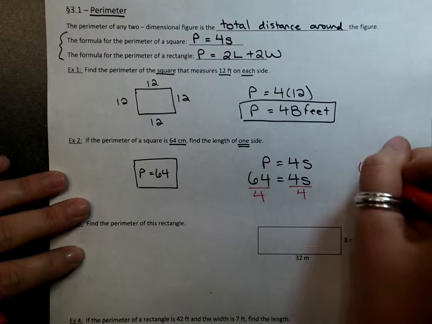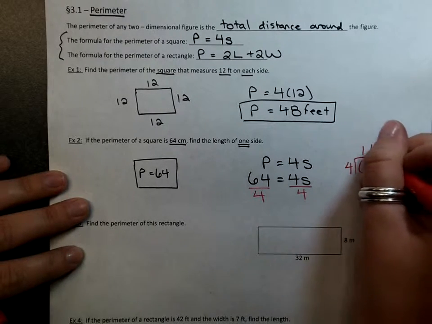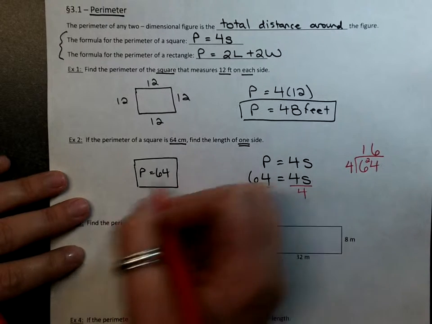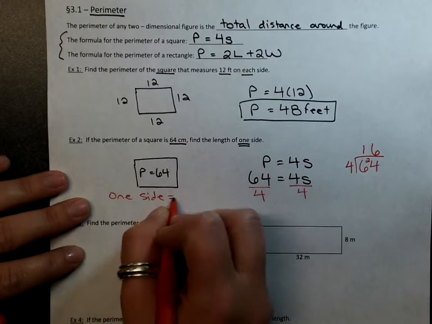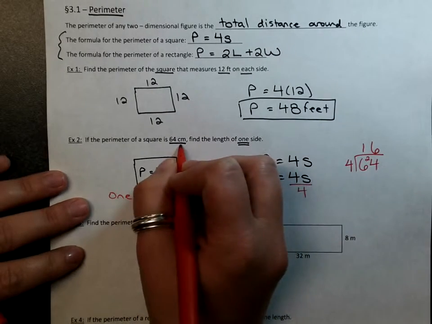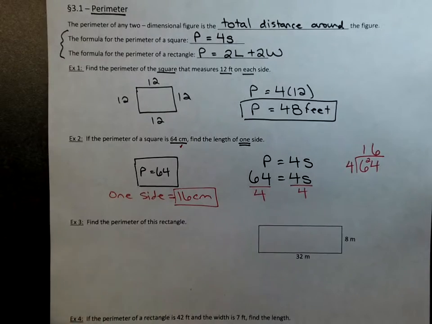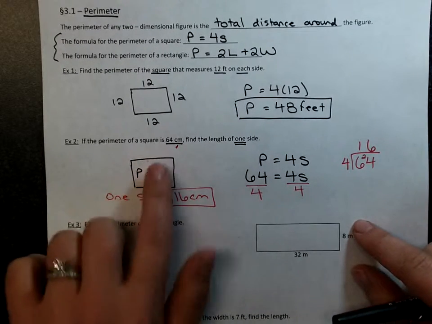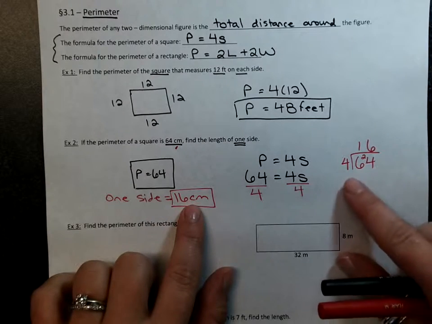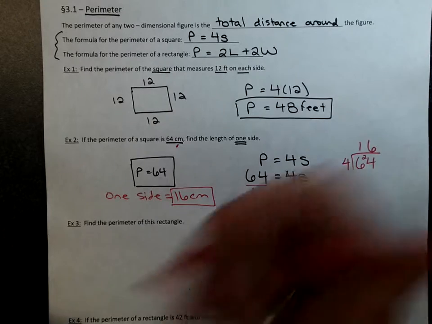But 64 divided by 4 is 16. So each side is 16 and the units are in centimeters. So the answer here would be 16 centimeters. So if it gives you the perimeter of the square and you want the length of one side, you would divide by 4. And that's using the skills we learned in the solving unit.